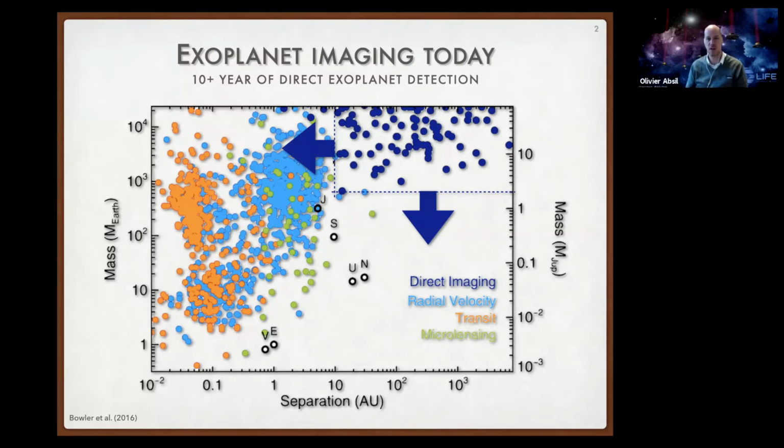And actually, last week was announced the first follow-up by direct imaging of an RV planet, which was, in this case, followed up with infrared interferometry, which is another way to do direct imaging. So very interesting time right now.